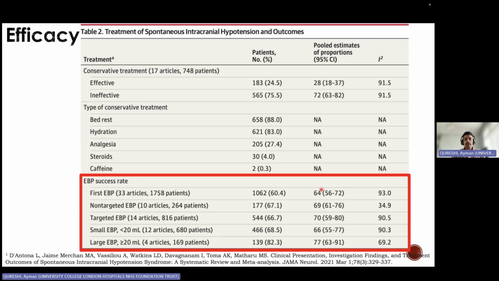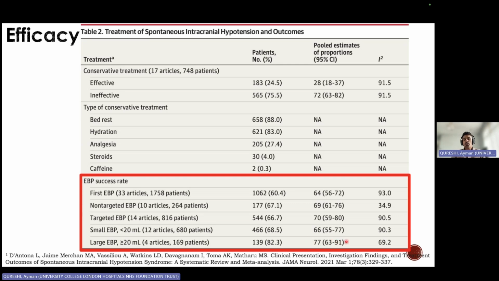A lot of this depends on how you describe a successful treatment or a response. But that's something we can discuss. There's a subsequent slide where I'll show you a different meta-analysis that did describe that. They found in this analysis that there's no real difference between targeted and non-targeted epidural blood patches. They've got similar rates of efficacy, but what they did find is that patients are more likely to respond, and significantly so, if the amount of blood injected is higher.